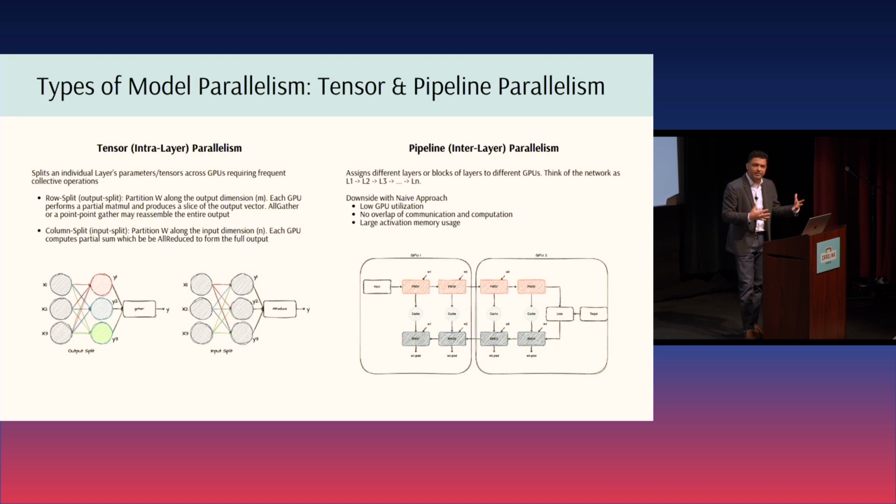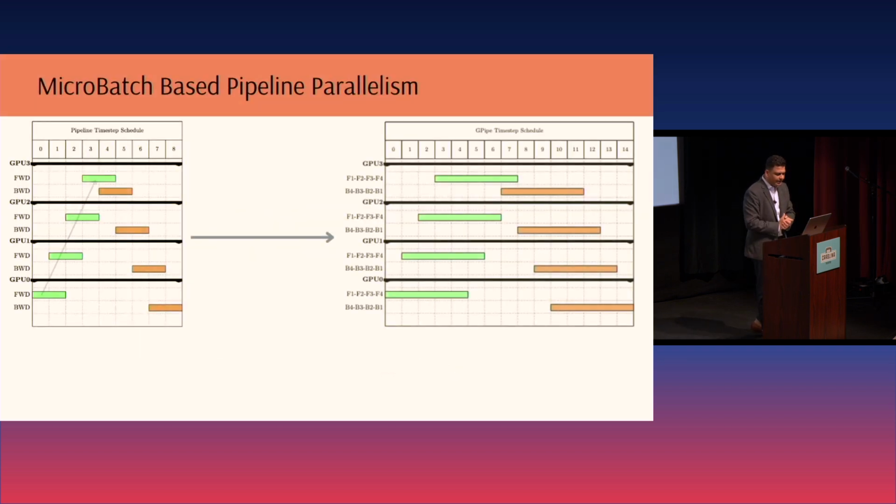But there have certainly been a lot more packages that have come up. One is Megatron from NVIDIA, which does really well with tensor parallelism. But when you start to think about model parallelism, what you get into is something along these lines.